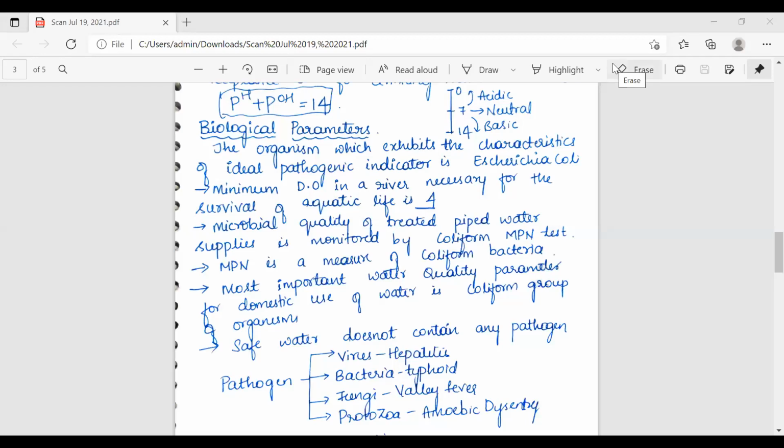So next one is the biological water quality parameter. Organic matter in water may be either biodegradable or non-biodegradable. Biodegradable organic matter is that which can be decomposed by the action of microorganisms either in the presence or absence of oxygen. If the decomposition takes place in the presence of oxygen, then it is termed aerobic decomposition, which is carried out by aerobic microorganisms. The end products of this aerobic decomposition include carbonates, nitrates, and sulfates.